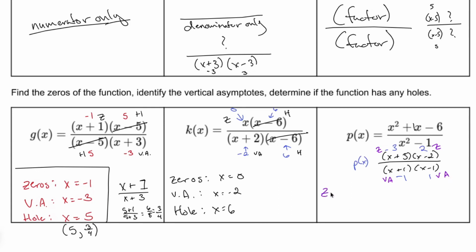So my zeros, there's 2 of them. My zeros are x equals negative 3 and 2. My vertical asymptotes are the vertical lines x equals negative 1 and x equals 1. I'm writing them both out because they're equations and it just looks better that way. And then my holes, well, there are none.